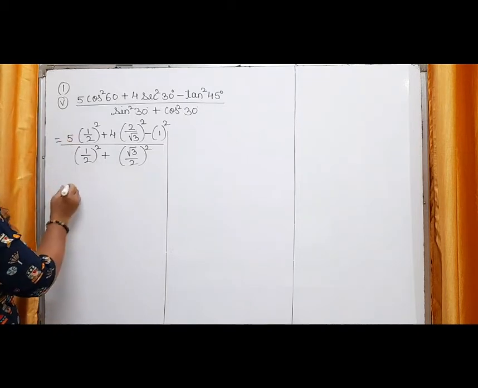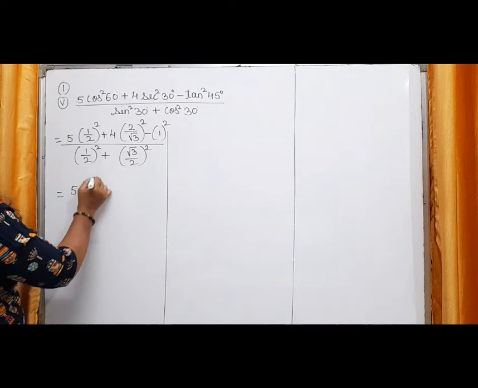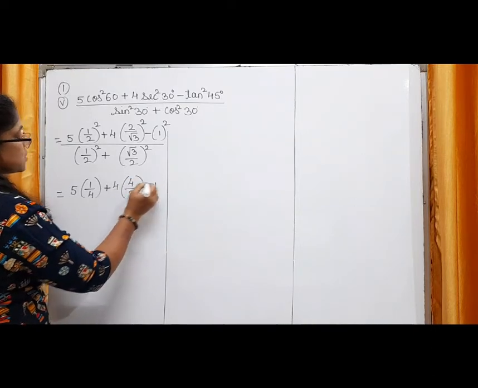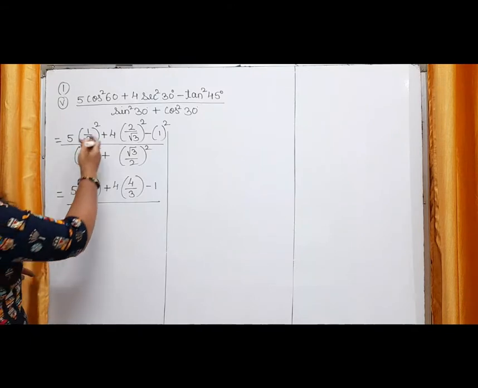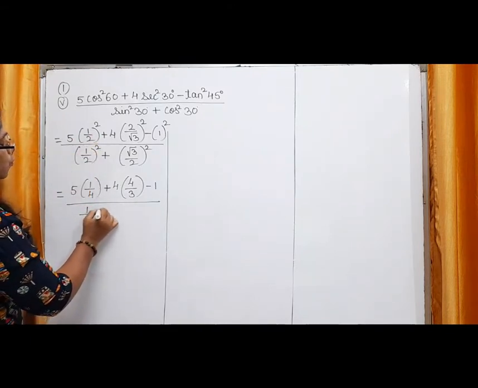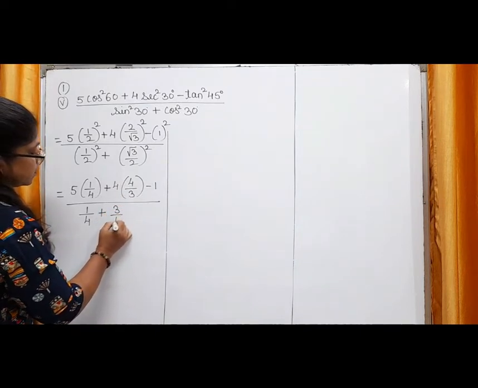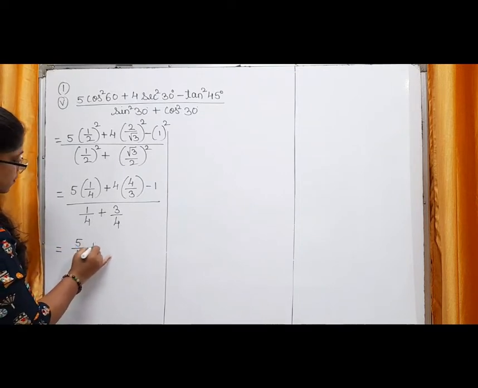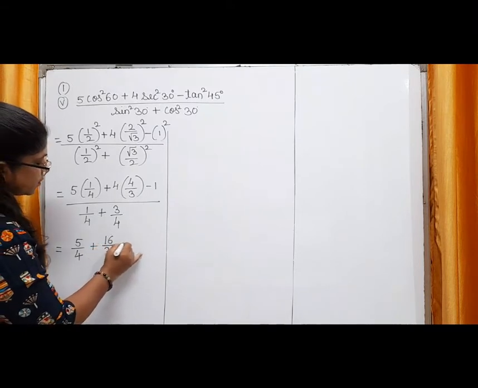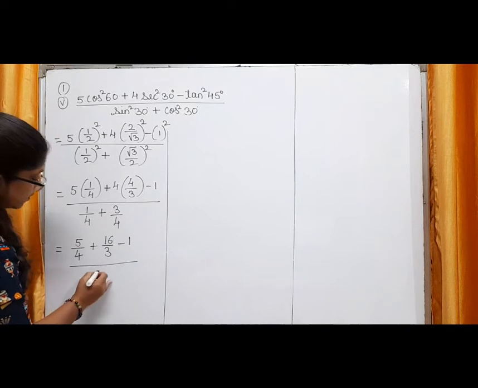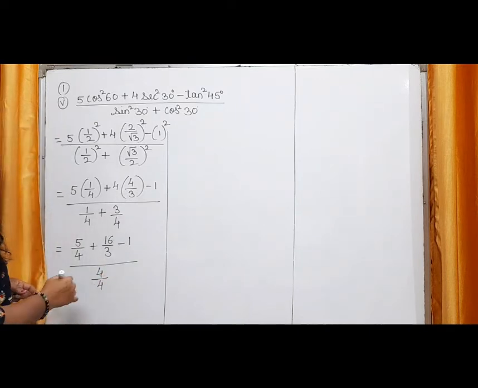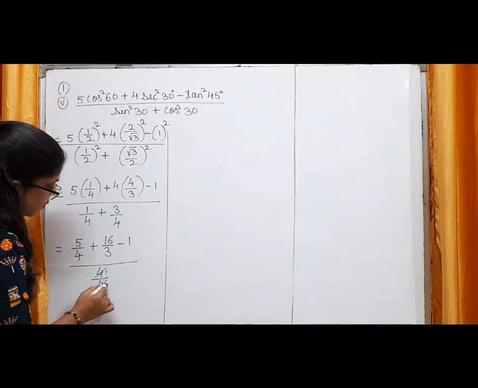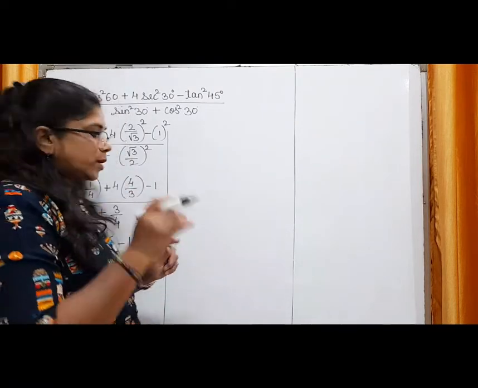Let's solve this. Here 5 into 1 upon 4 plus 4 into 4 upon 3 minus 1 upon the denominator. 1 upon 2 whole square is 1 upon 4, plus root 3 upon 2 whole square is 3 upon 4. Numerator 5 upon 4 plus 16 upon 3 minus 1. Denominator is 4 upon 4, which means the denominator becomes 1. Let us cancel here. Now we will have to simplify only the numerator.